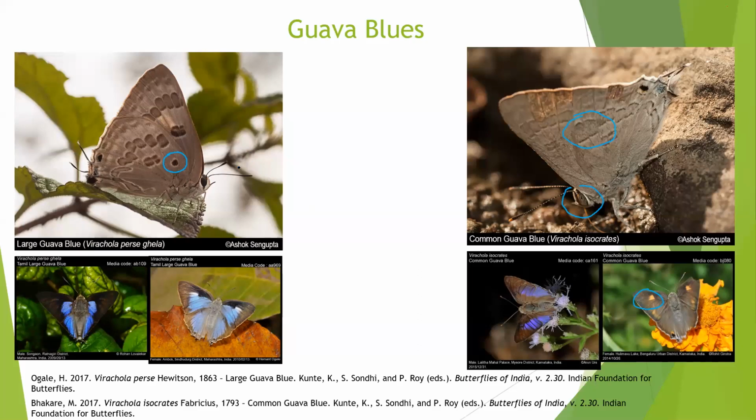fruits. When you purchase these pomegranates and guavas from the market, if you see a hole in that particular guava, rest assured that there is a possibility of a guava blue inside that. You rear that, you'll enjoy that rearing. So that's one thing I wanted to say.